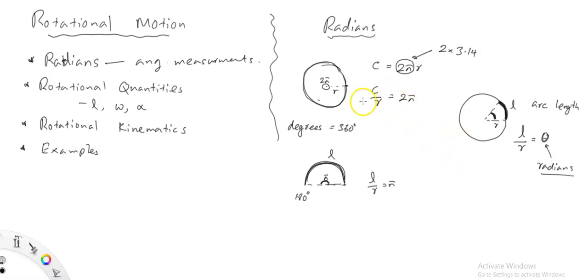When you go the full circle, 360 degrees, we say that it is equal to 2 pi in radians. So that means pi in radians, we say rad in shortened form, is equal to 180 degrees.